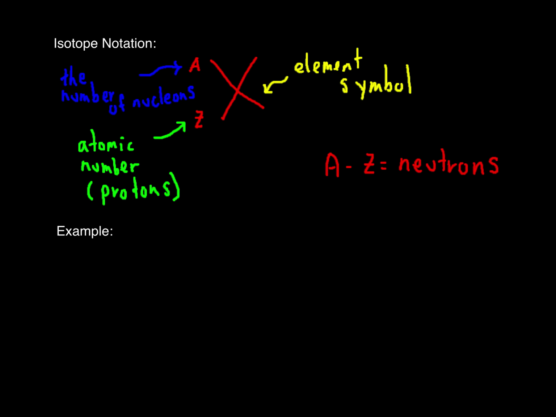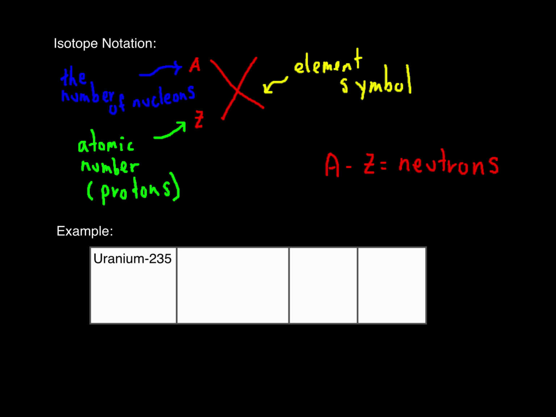Here's an example. One isotope of uranium is uranium-235. This has the symbol U for uranium. The number of protons found in uranium is the atomic number, 92. The number of nucleons in uranium-235 is 235. Because it's uranium, the atomic number cannot change. There are 92 protons found in uranium-235.